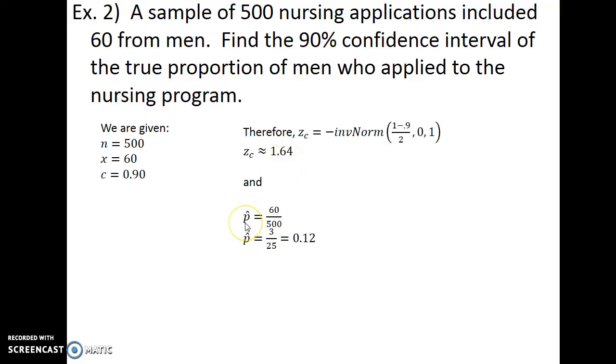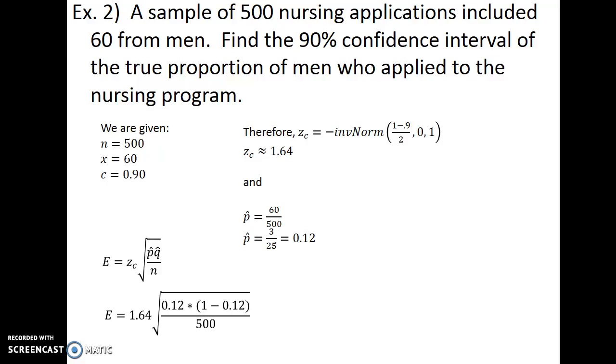We can also find p hat pretty easily because if we take our x divided by n, 60 divided by 500, you can find that 3/25 is our proportion, or just 12/100. Once we have those, we can plug everything into our error formula. So 1.64 times the square root of 0.12 times 0.88 divided by 500. You should get approximately 2/100 out of this.